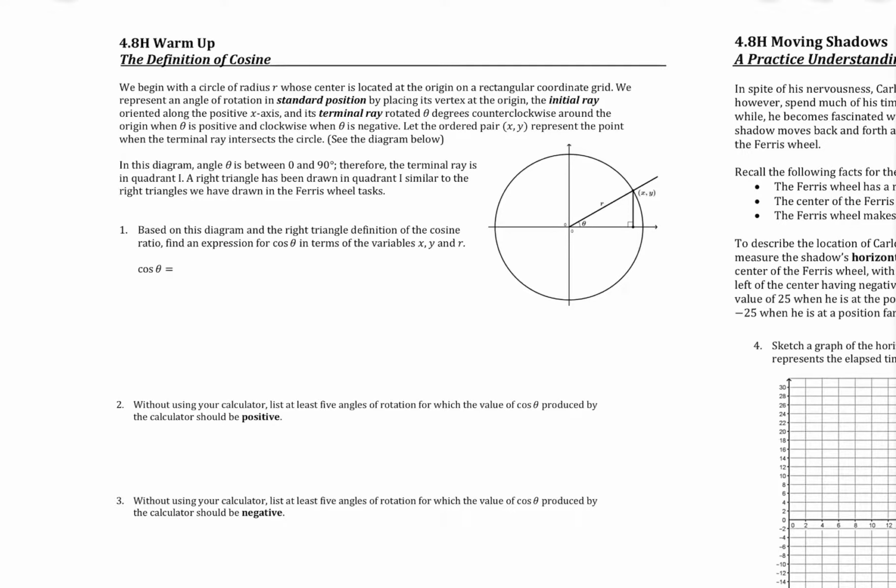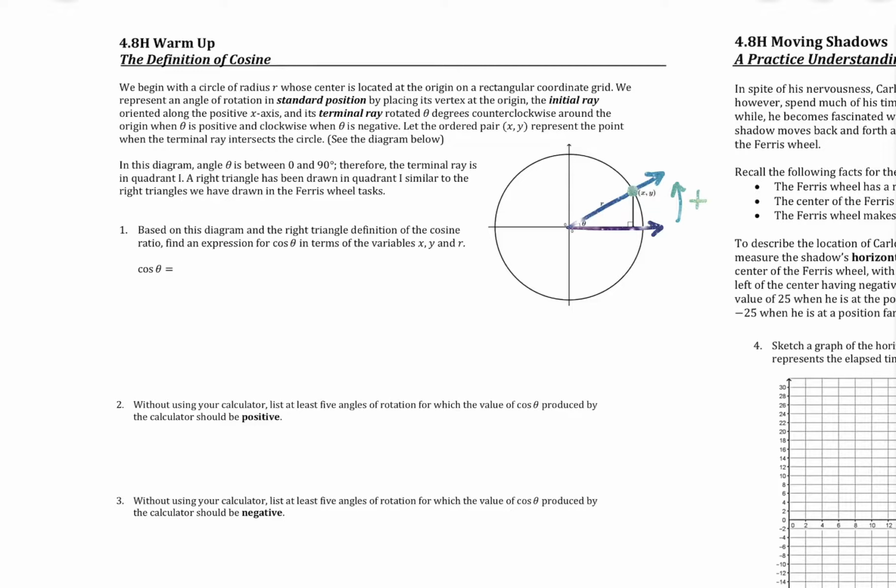The initial ray oriented along the positive x-axis, and the terminal ray located theta degrees counterclockwise around the point of the origin when theta is positive, clockwise when theta is negative. So here we have our positive rotation of theta counterclockwise, or I like to think of it as just up. It literally is just going up in the positive direction. So let the ordered pair (x, y) represent the point when the terminal ray intersects the circle. So we're talking about this point right here.